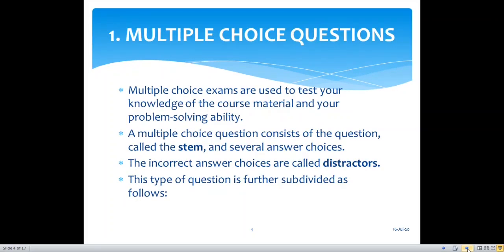As we look at the multiple choice questions, you will discover that multiple choice exams are used to test your knowledge of the course material and your problem solving ability. A multiple choice question consists of the question called a stem and several answer choices. The incorrect answer choices are called distractors. This type of question is further divided as follows.